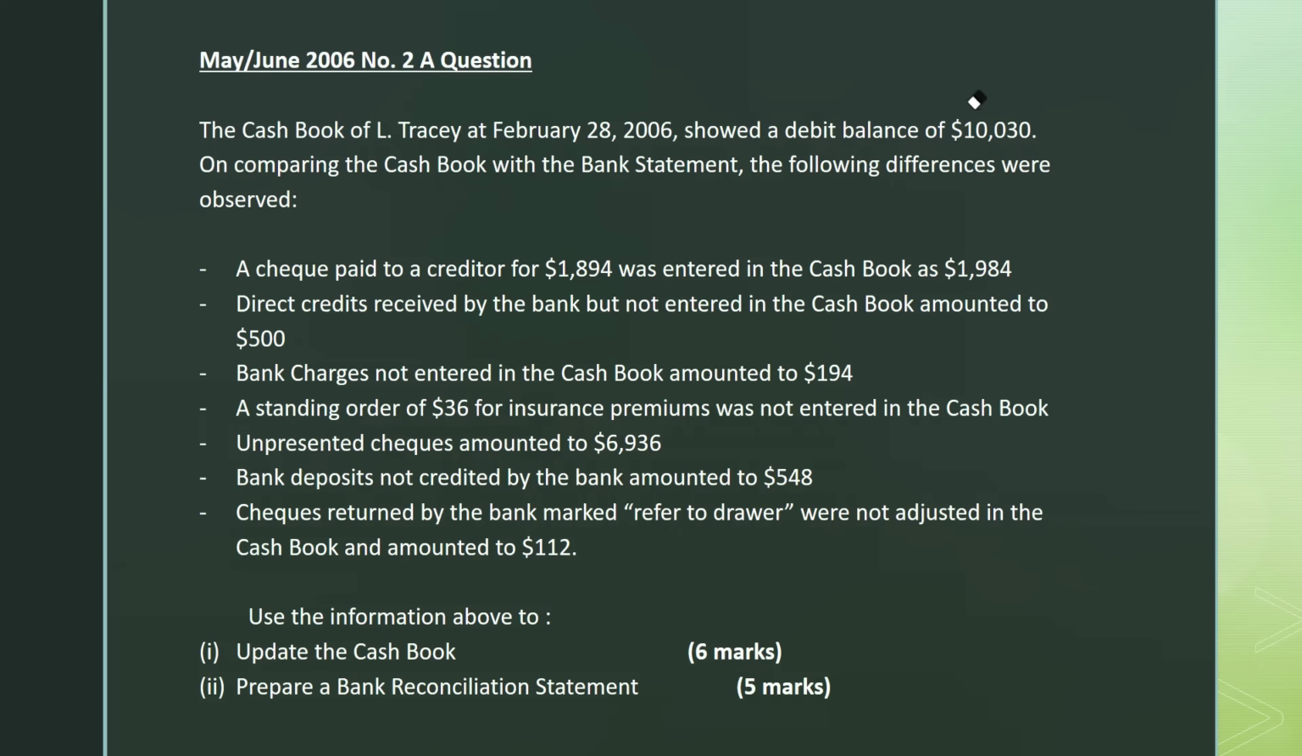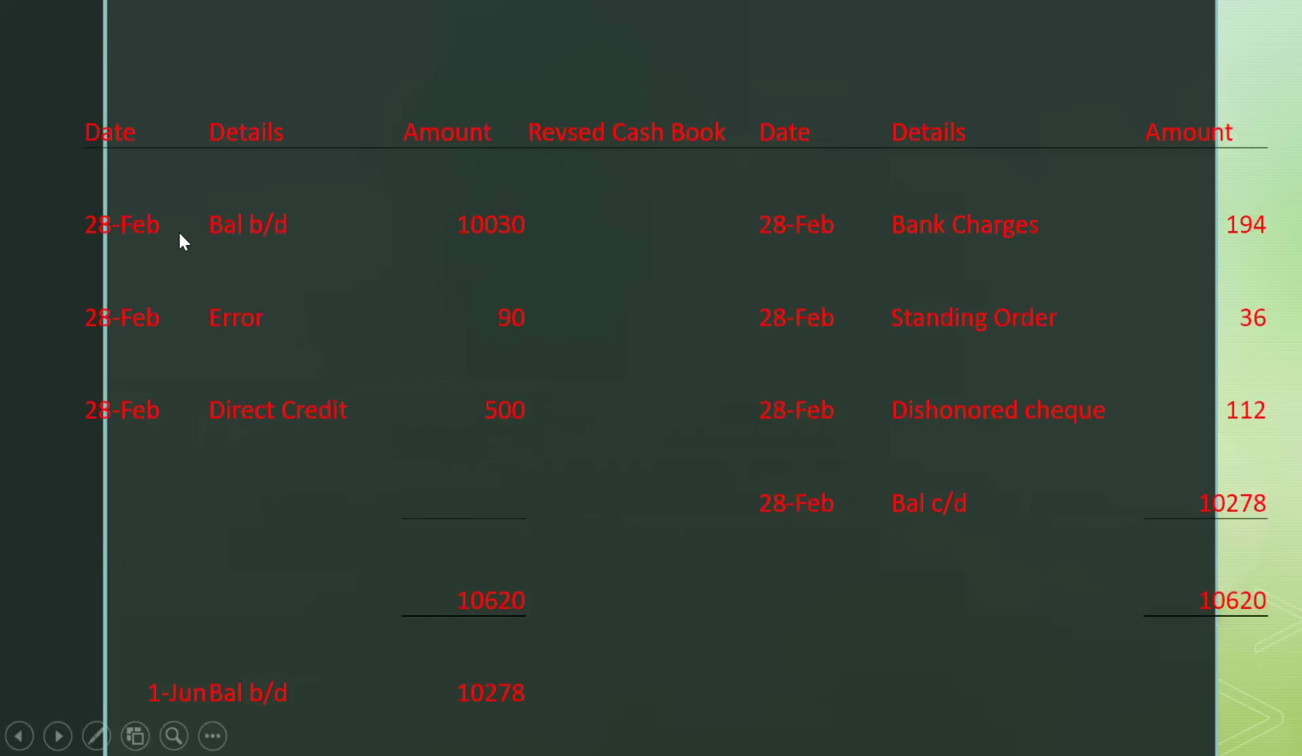So we put 100 too much on the credit side. To fix this, what would we do? Will we debit or credit? Debit. If you have 100 too much on the credit side, to fix that, you would debit 100 to balance it off. So that is what we did. Start off with our balance brought down, and then we debit the cash book 90.